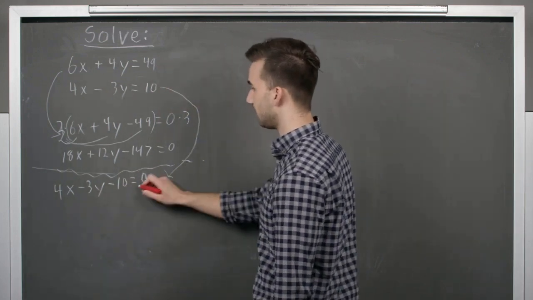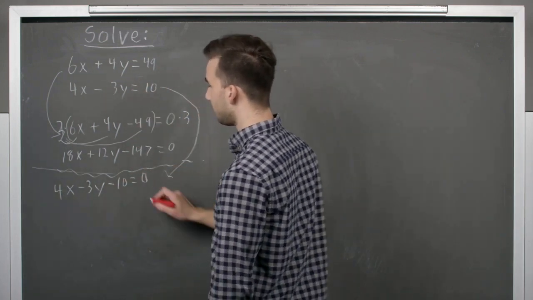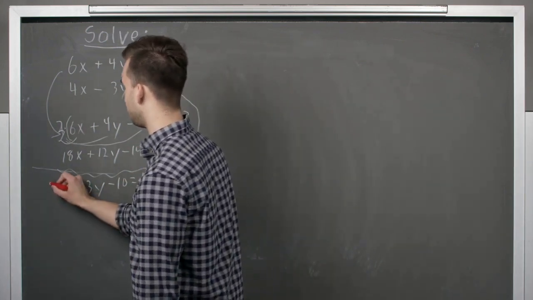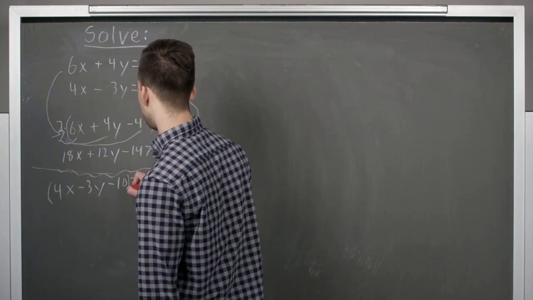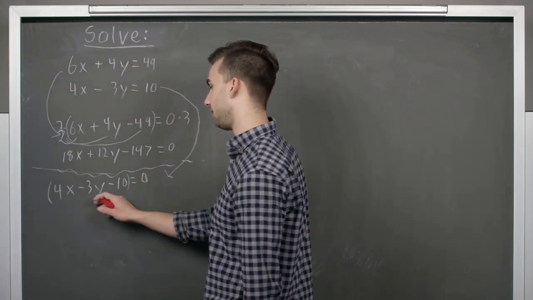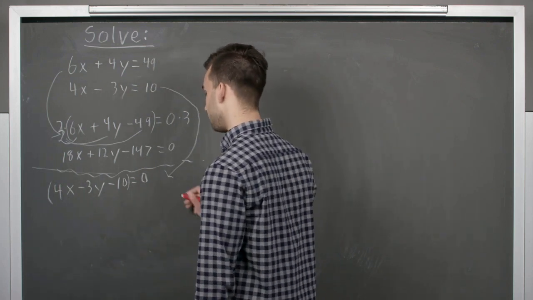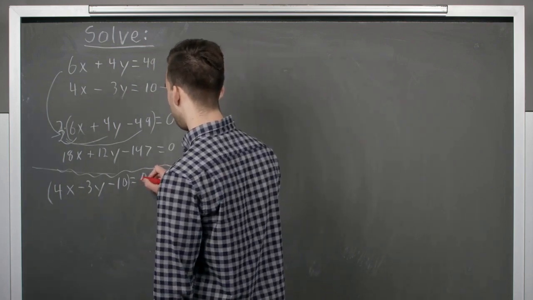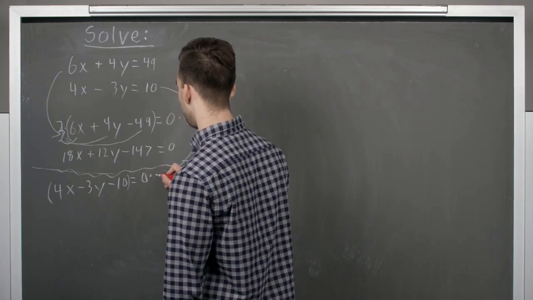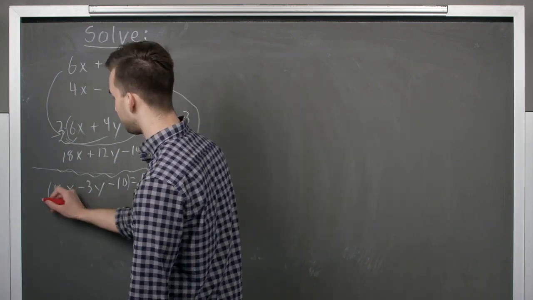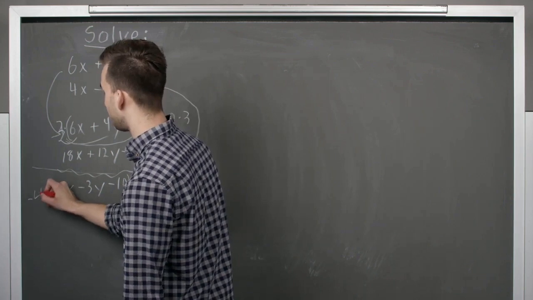So you see how that is still? Now we need to get to positive 12. So what we need to do, how do we get negative 3 to positive 12? Well, we need to multiply it by negative 4. So we need to multiply both sides by negative 4. So negative 4 times that.